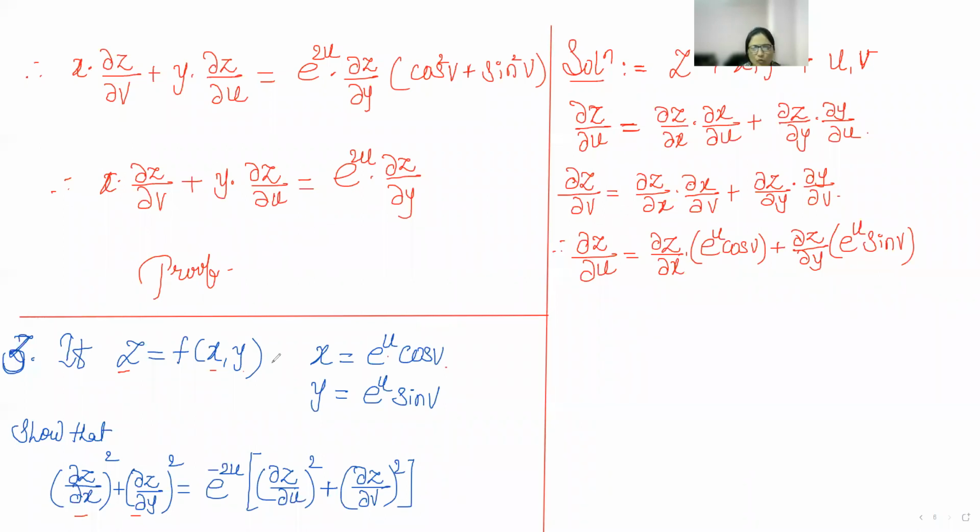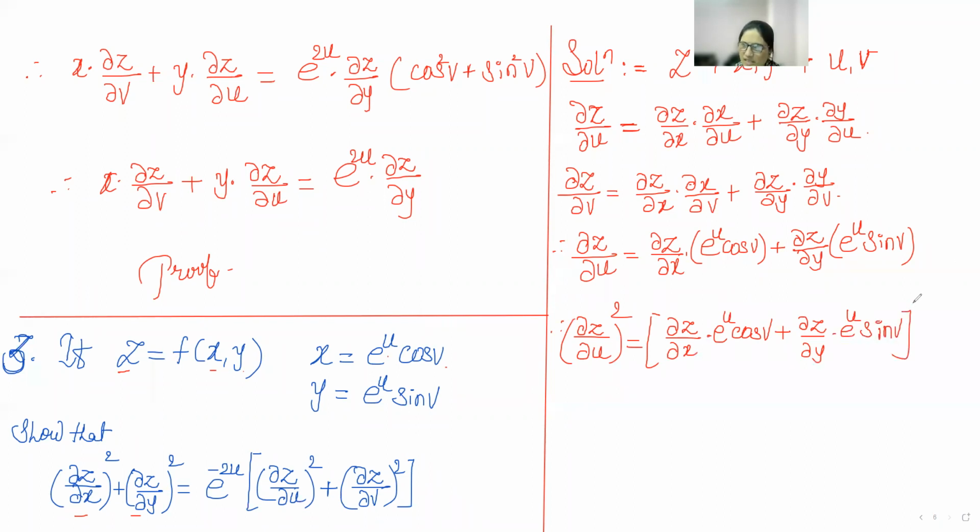Now, what we need here is dou z by dou u, its square. So, squaring on both sides. Therefore, dou z by dou u bracket square is equal to squaring of this complete bracket. Dou z by dou x into e raised to u cos v plus dou z by dou y into e raised to u sin v. It's a square.